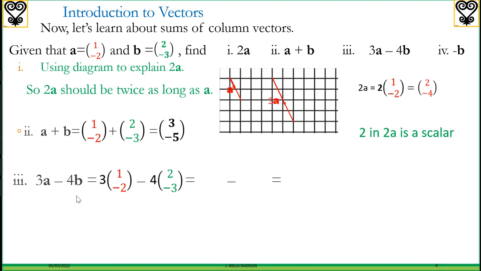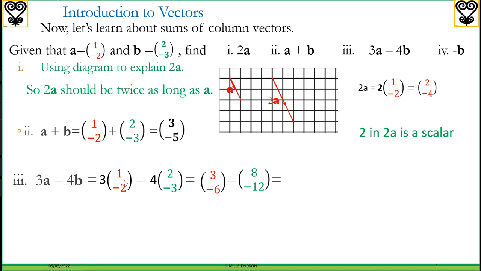We must first work out what is 3a. 3 is the scalar, so we multiply each component of a by 3. So 3 times 1 and 3 times -2 to get the answer for this section. Then we multiply 4 times 2 and 4 times -3 for this section. Then we take away the two sums.